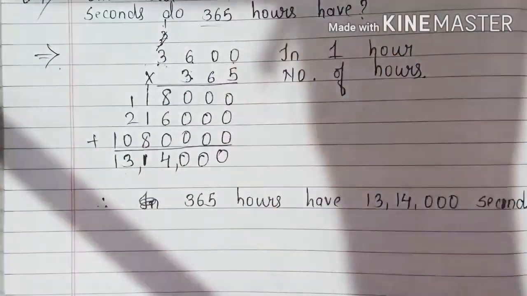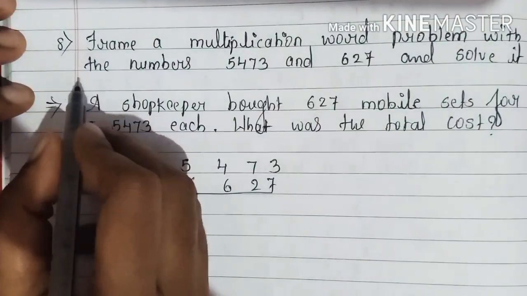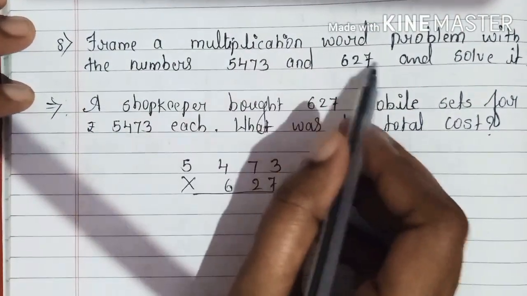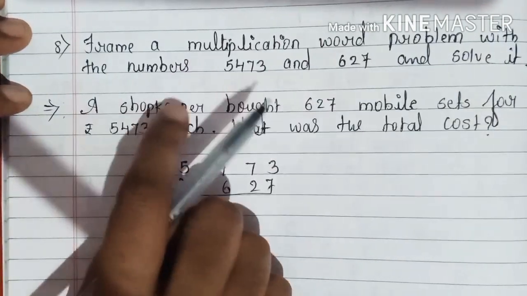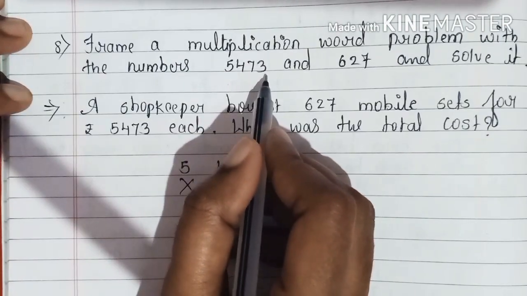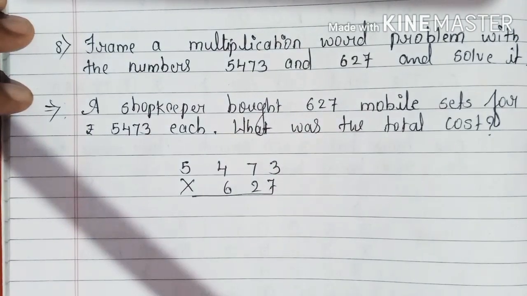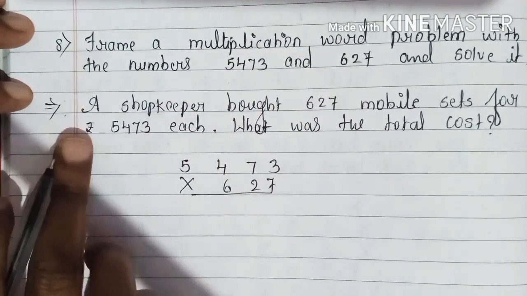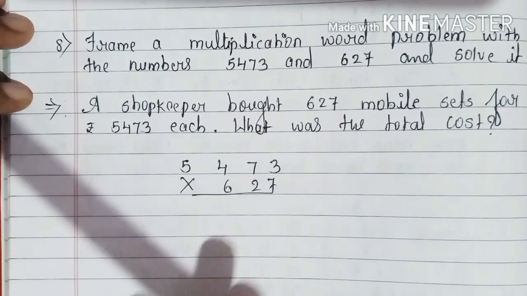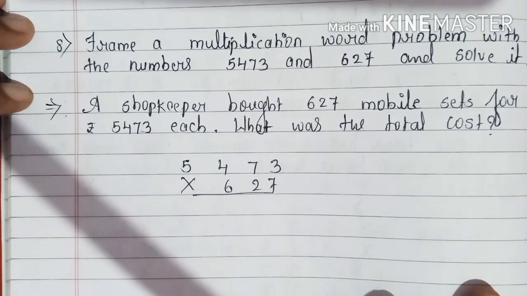So let us see the next question. Question number 8. Frame a multiplication word problem with the numbers 5473 and 627 and solve it. Here we have to frame our own question. I have given one example. You can take your own example also to multiply this.